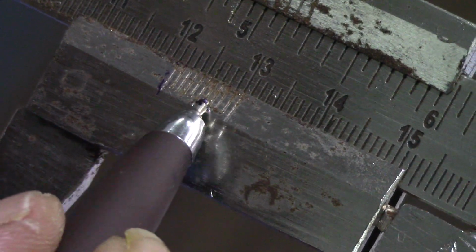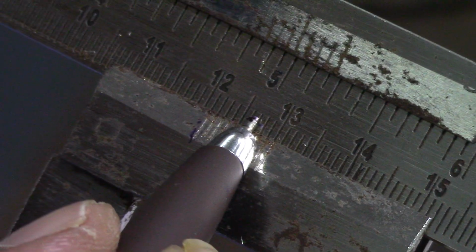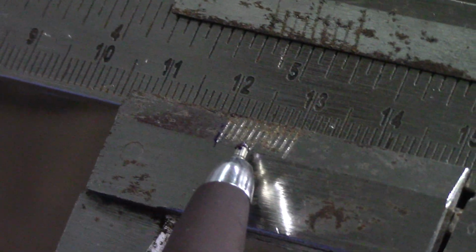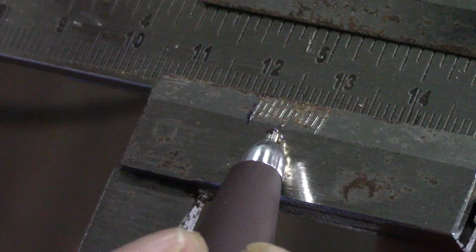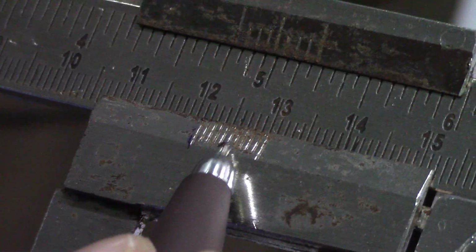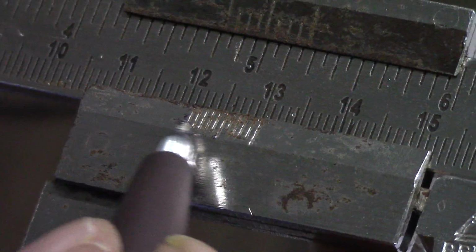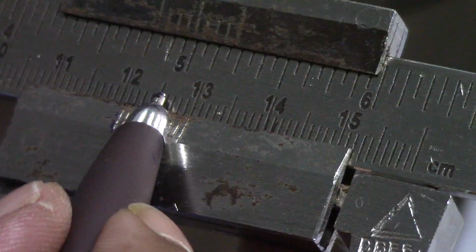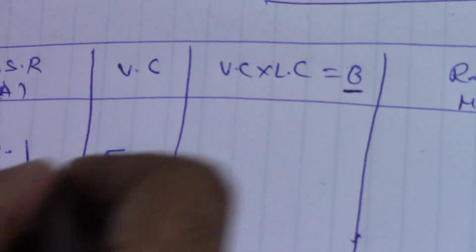the 10 lines in the vernier scale, one of the lines exactly coincides on the main scale. Here you observe this line. What is this line? The 5th line. The 5th line is exactly coinciding with this line, so it forms a straight line. No other line forms the straight line pattern. So this 5th line exactly coincides with this line on the main scale. So vernier coincidence is 5.